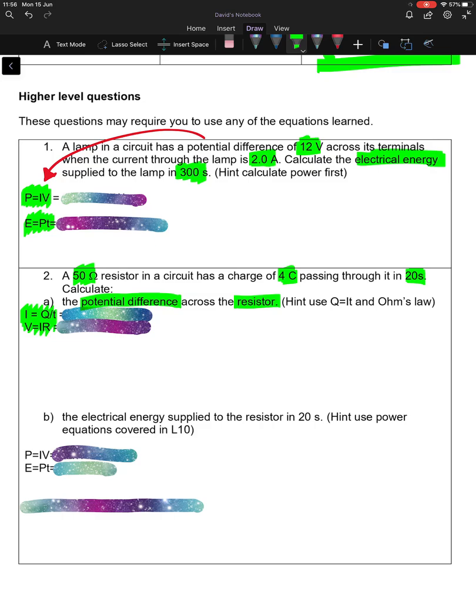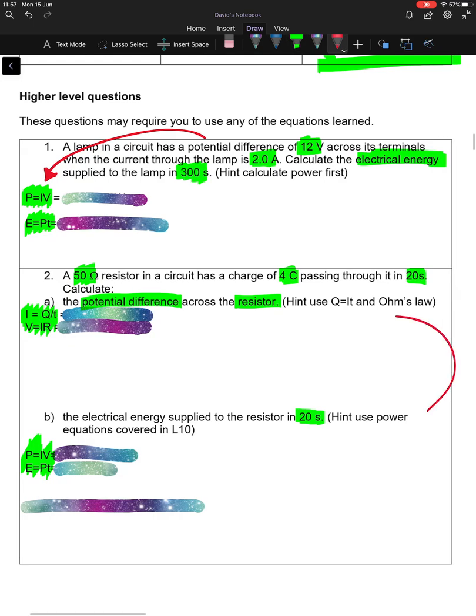So again, I've given you two equations that you might need here. First, you need to work out I, then you need to put it into V equals IR to work out the voltage. And the electrical energy supplied to the resistors in 20 seconds. So again, you need these two equations, and you'll need to be using information from previous questions. So, pause the video and see if you can have a go at those, and then we'll work through these answers together, okay?